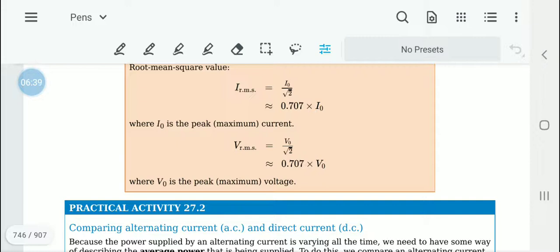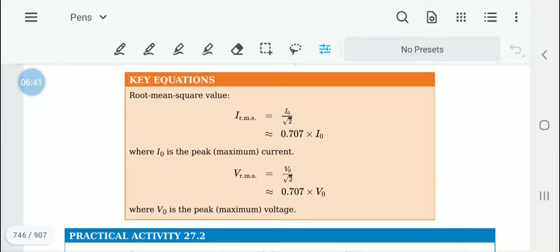And then write down the root mean square value: IRMS equals IO upon root 2, which is equal to 0.707 into IO, and IO is the peak, maximum current. Then VRMS equals VO upon root 2, which is equal to 0.707 into VO. VO is the maximum voltage.